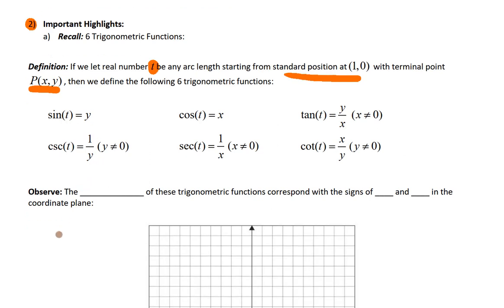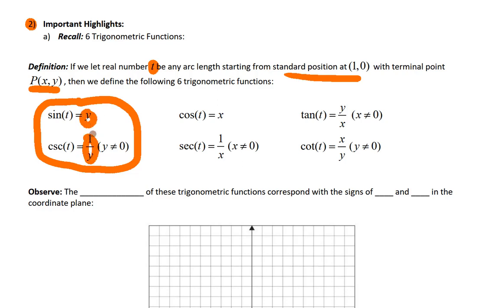Now they come somewhat in pairs because of the fact that x and y are used to define them. For example, sine of t equals y, and then cosecant of t equals 1 over y. So you can see the reciprocal nature in those functions, the way they're defined. Of course, we can't divide by 0, so anytime we have a variable in the denominator, we have to restrict it so it's not 0.